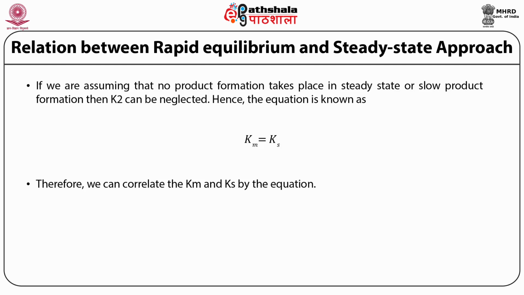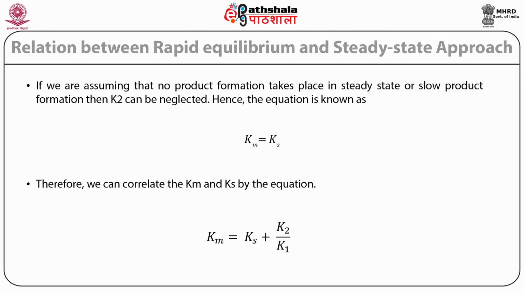So we can correlate Km and Ks, or both models, equilibrium and steady state, with the relation Km is equal to Ks plus K2 divided by K plus 1. So the main difference between the two equations is Km and Ks, or you can say product formation and no product formation, steady state and equilibrium.